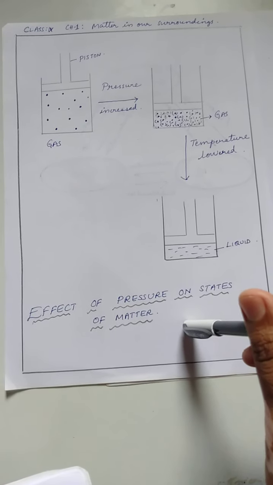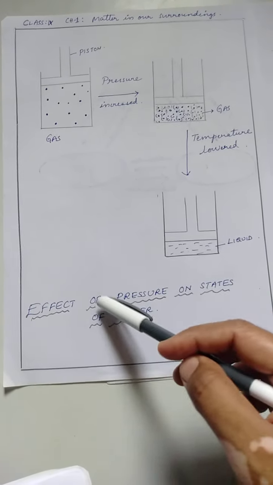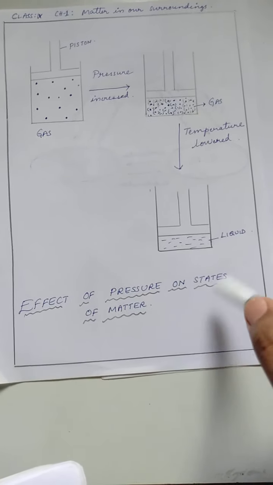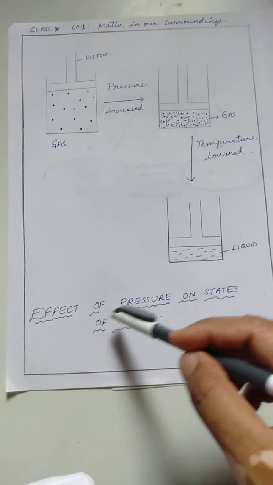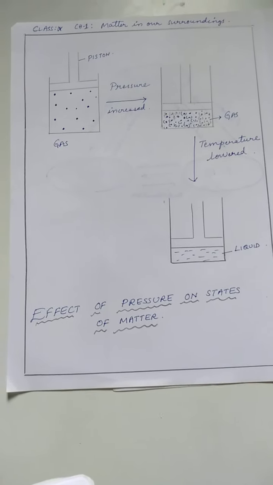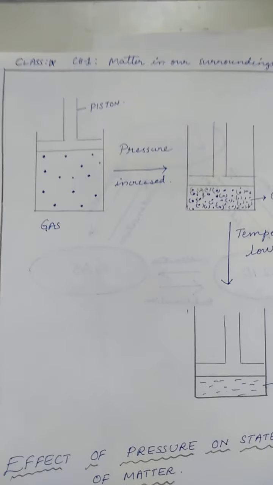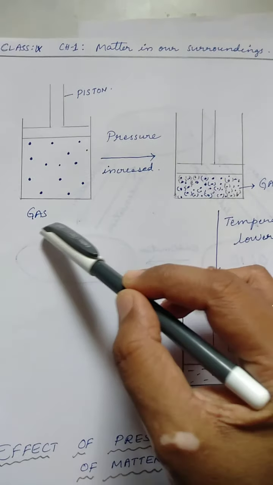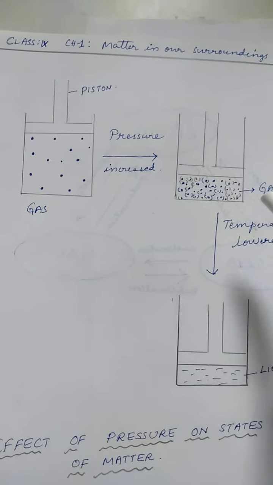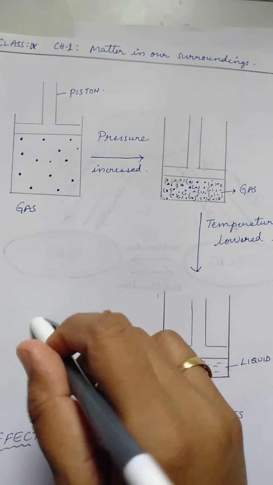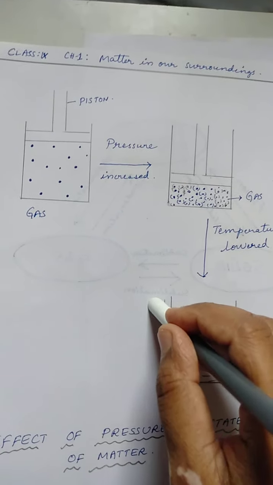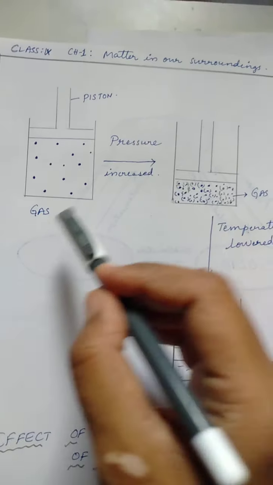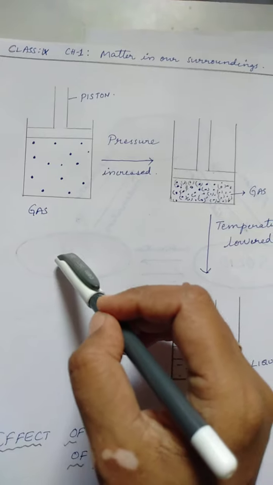In my last video, I dealt with the effect of temperature on the physical states of matter, and today let us learn about the effect of pressure on states of matter. You can see over here that the physical state of matter can be changed either by increasing the pressure or by decreasing the pressure. First, let us consider when pressure is increased, what happens to a state of matter.